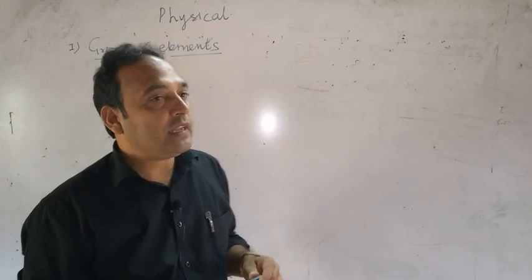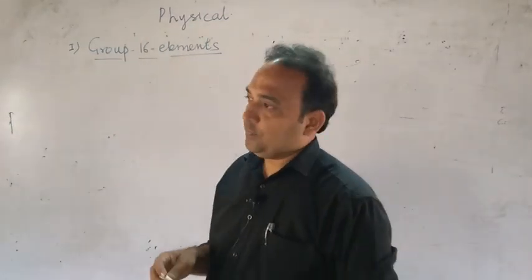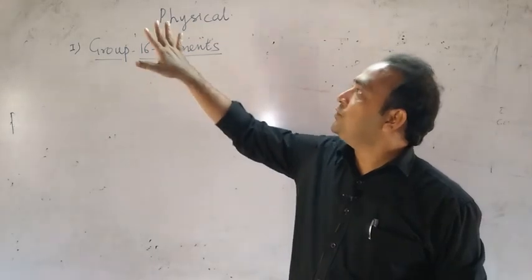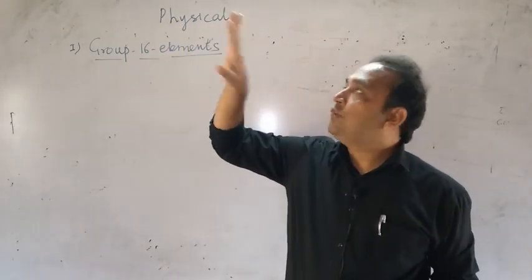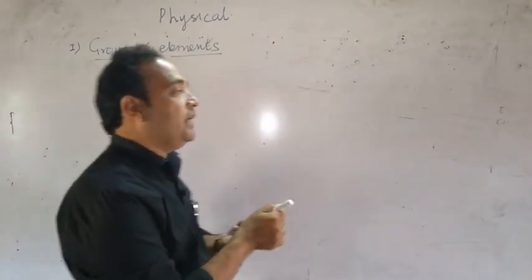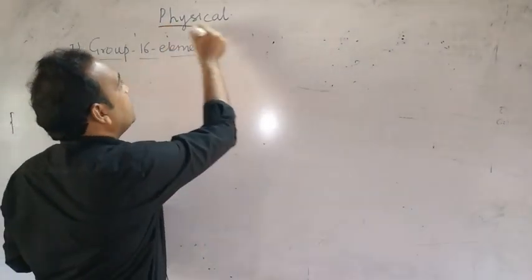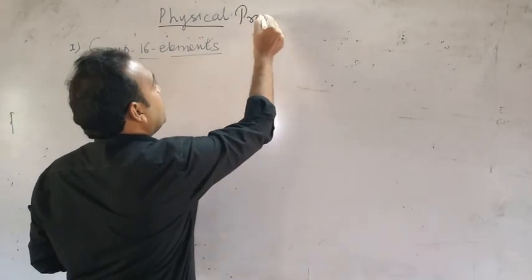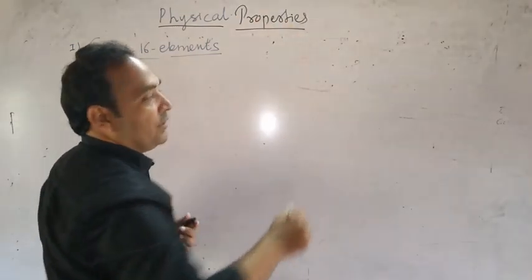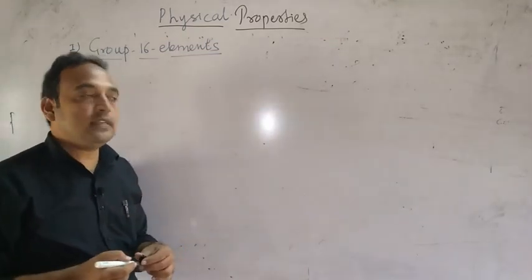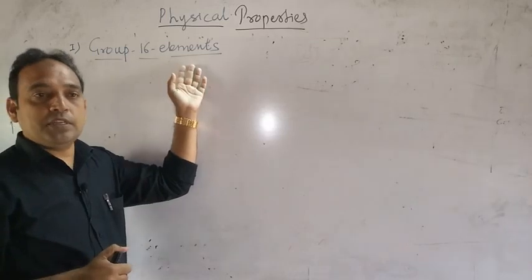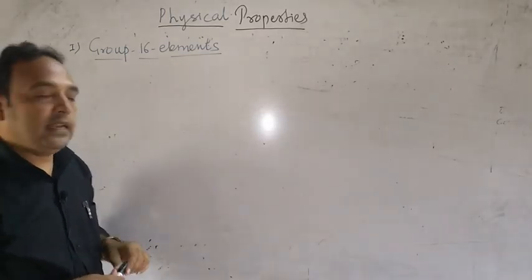Now after the condensed electronic configuration of group 16, 17, 18, the simple part which we are going to start is the physical properties of group 16, 17 and 18. Physical properties of the three groups: one is group 16, 17 and 18. Now we will start from group 16. Physical property of group 16 elements.